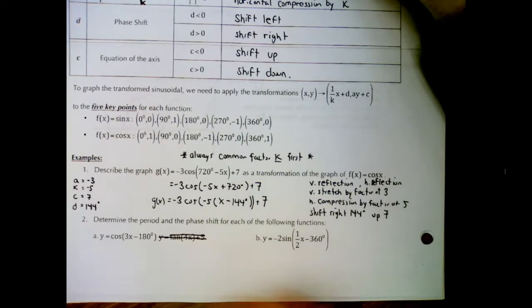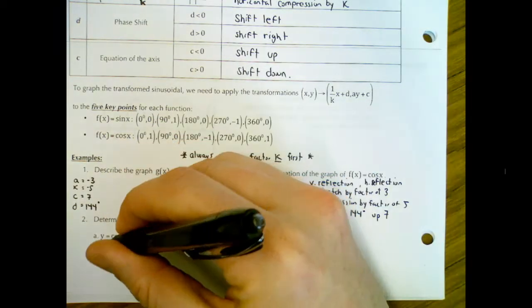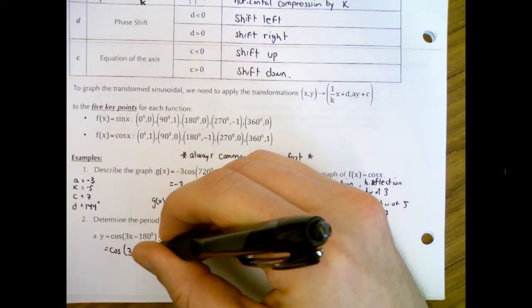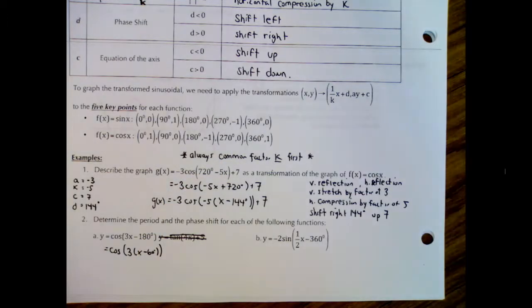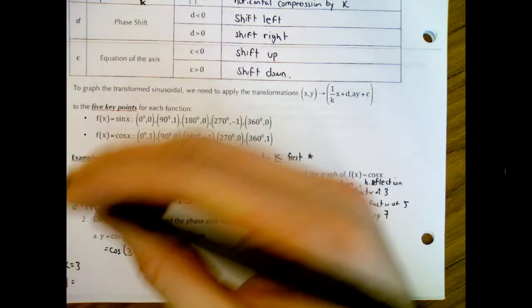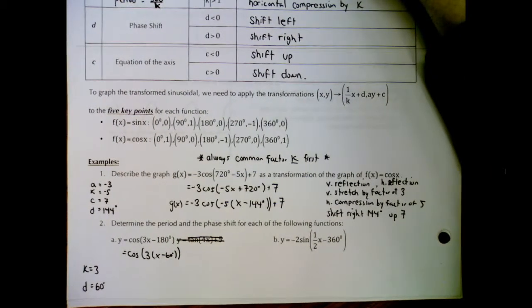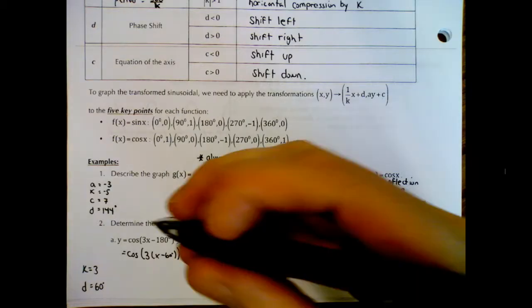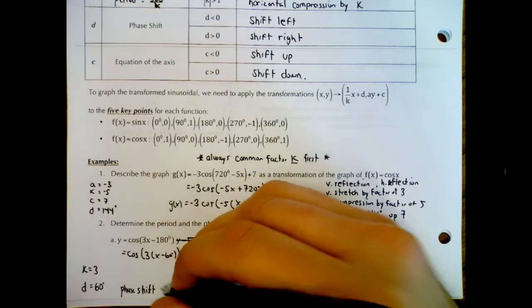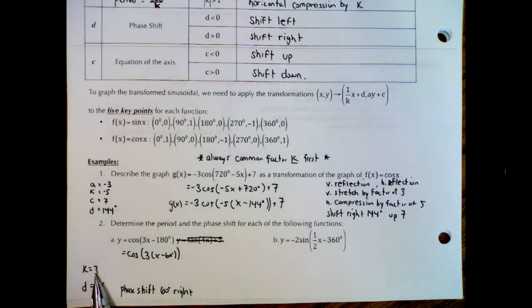So I'm going to do the cos one, and I'm going to leave the sine one for you. Notice our K is not common factored. So the key to this question is common factoring. Common factor the 3, we got x minus 60. 3 is K, and D is 60. D being 60, D is the phase shift. So we have a phase shift of 60 degrees right.